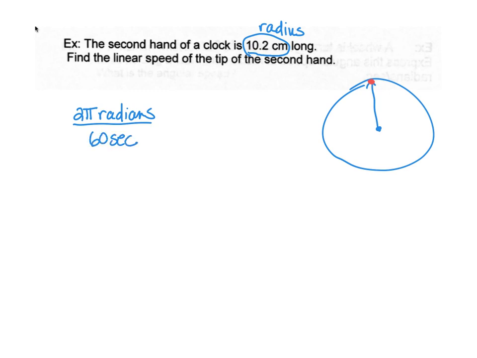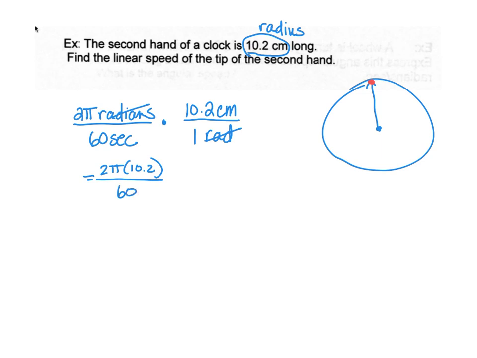So now I want to take my radians and I want to convert it to a length. Remember how radians relate to arc length. In 1 radian, I have 1 radius of arc length. So I have 10.2 centimeters. So when you multiply this through, you will end up with centimeters per second. So this is 2 pi times 10.2 over 60.